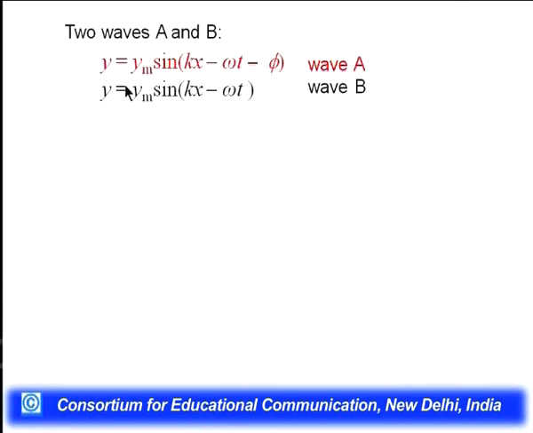Now consider two waves. Wave A has a phase constant of minus phi, and wave B has no phase constant. Wave A is y equals ym sin(kx minus omega t minus phi), and wave B is y equals ym sin(kx minus omega t).